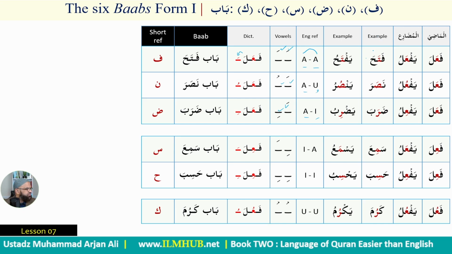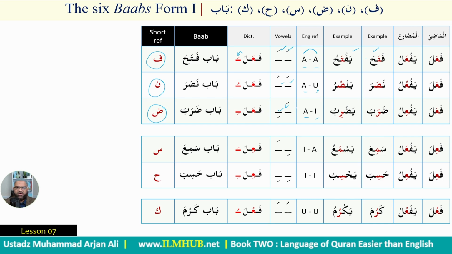For example, I went through this with you. Fataha, yaftahu. So, fa for short form. Noon for Baab nasara. Dad for Baab daraba. That gives us a very precise way of naming the Baab. Even though you could technically agree or argue that these are very similar. The only thing happening is the middle root letter changing. The sign on the middle root letter, I should say.